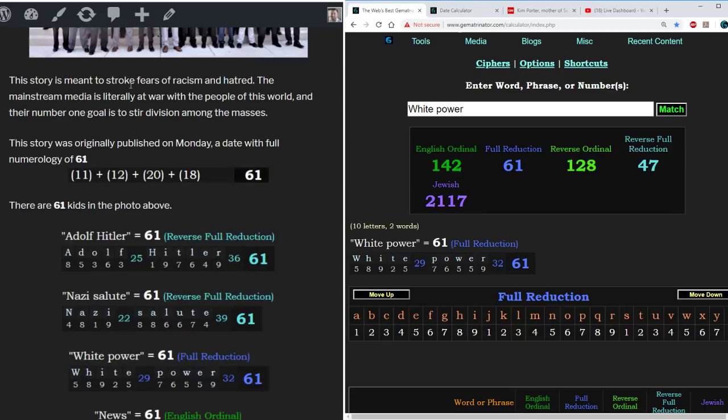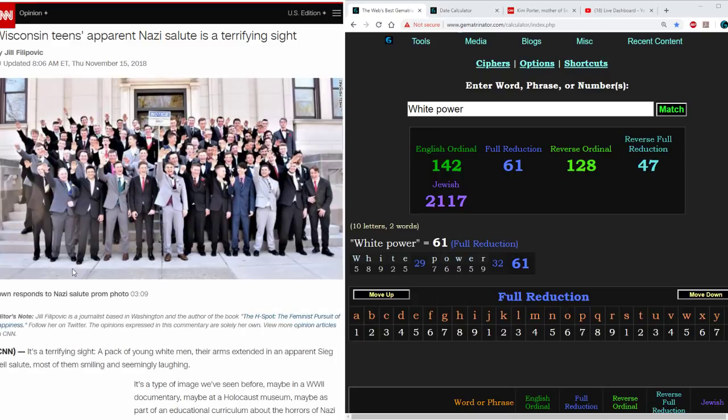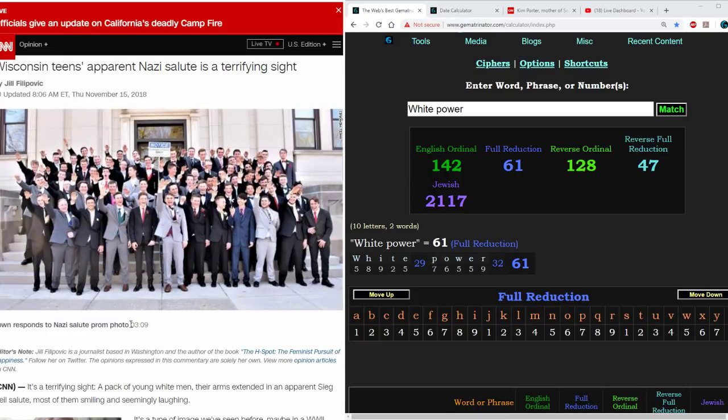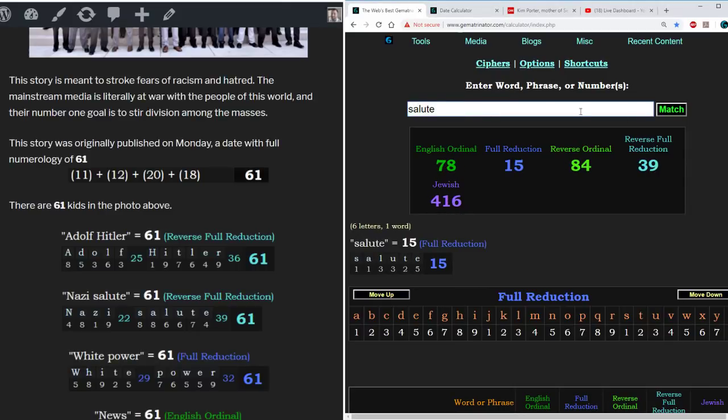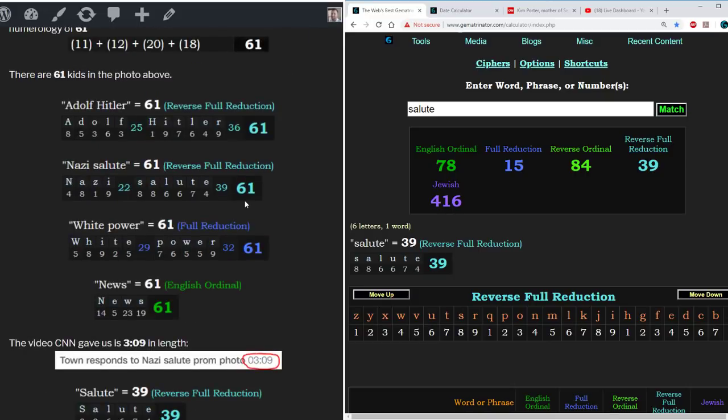Here's another case where CNN gave us a video that had a coded length. See the 309 down here? Well, what's this story about? The story is about a salute. Salute equals 39 in that same reverse reduction method, where Nazi salute equals 61.